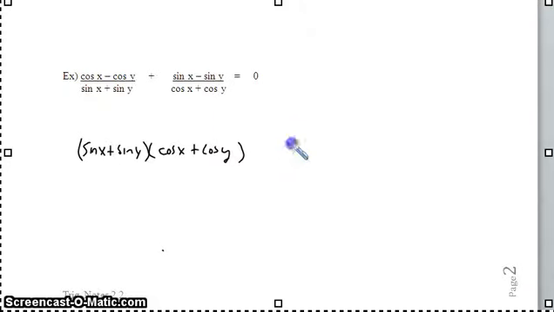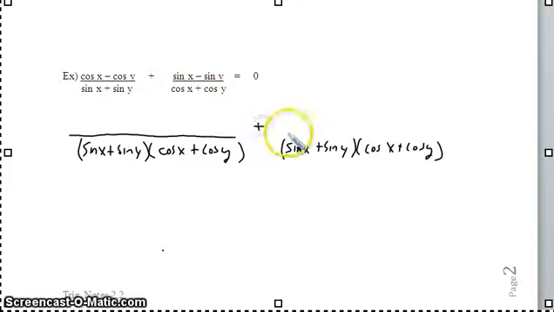So I'm going to make two new fractions with sine x plus sine y times cosine x plus cosine y as the denominators. And then I want to add these together to show that they equal 0. Okay, so if this has the denominator right now of sine x plus sine y, it's missing the cosine part. So what I have to do is multiply all of this up here by cosine x plus cosine of y.